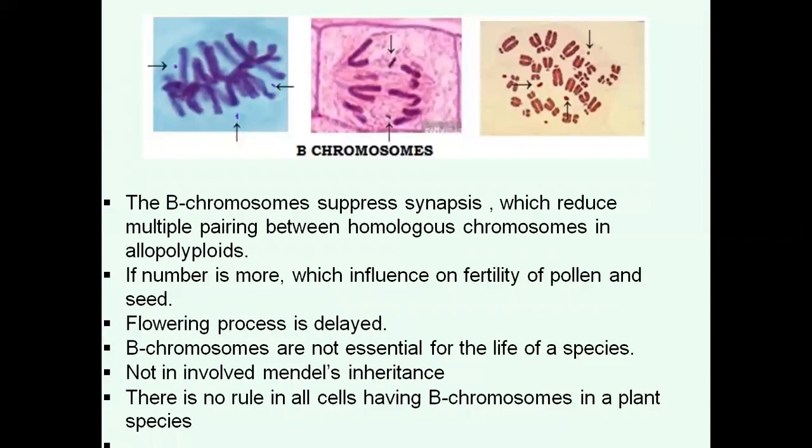B chromosomes are not essential for the life of a species. They are not involved in Mendelian inheritance either. There is no rule that all cells in a plant species have B chromosomes; only a few cells contain B chromosomes.